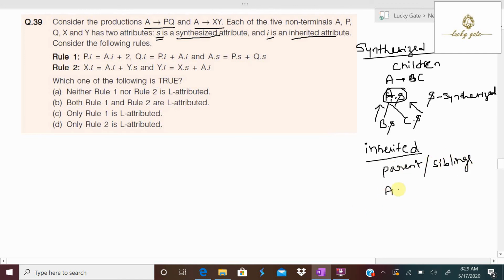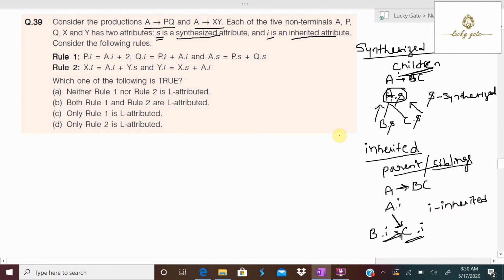It means that, suppose I have a production A tends to BC, and if I draw a dependency graph for A tends to BC, and assuming I have an attribute called I, suppose I have a semantic rule for CI. I is computed from its parent and sibling. So here we have a semantic rule of CI whose value is determined from the parent as well as the sibling. Then we call I an inherited attribute.